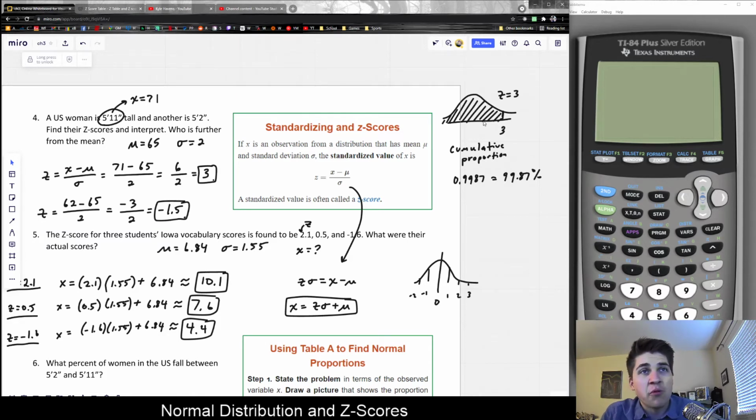Because that's what a z-score of 3 means, a very, very extreme value. And now let's say we're looking at a woman who is 5'2". Her cumulative proportion, well, again, we'd look at her z-score, negative 1.5 would be about over here. And we'd expect this number to be much smaller.